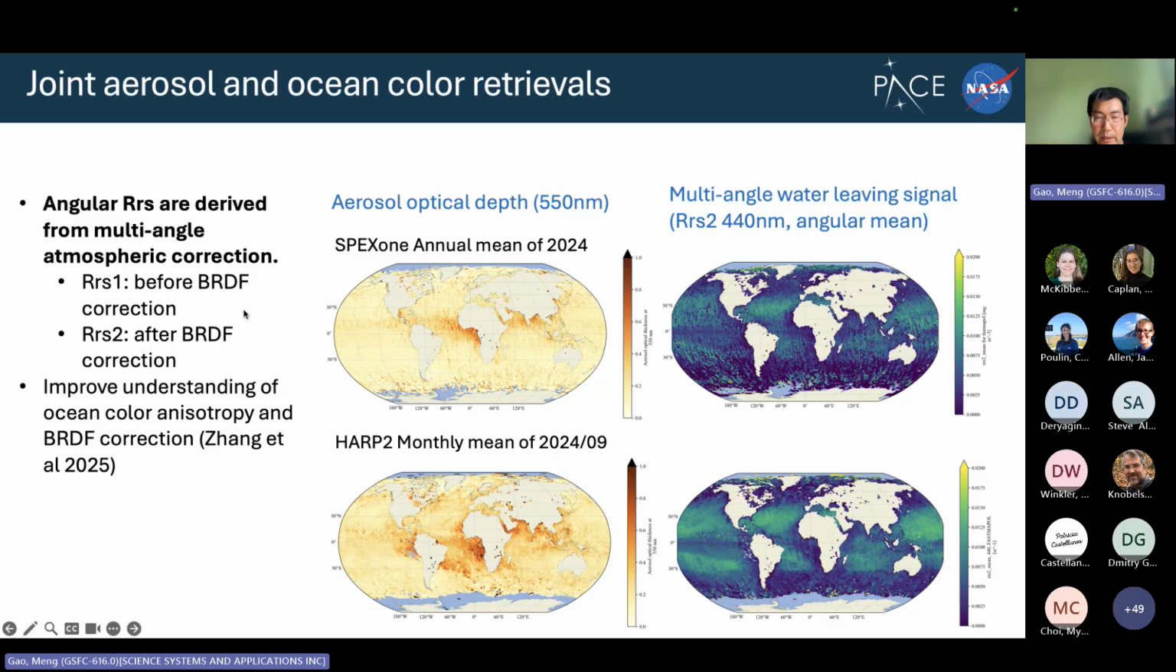In the data product file, we also include this product before and after BRDF correction, if you are interested in that. And for more applications of this angular water leaving reflectance, you can also refer to one of Xiaodong's works published this year. They have been using the angular reflectance we derived based on the day in the life test from the HARP2 simulation. So it's very interesting.